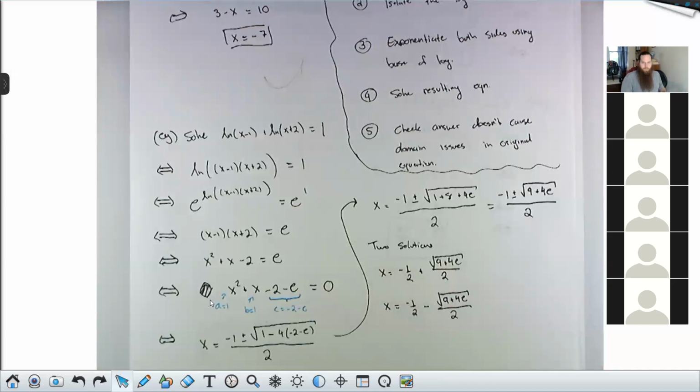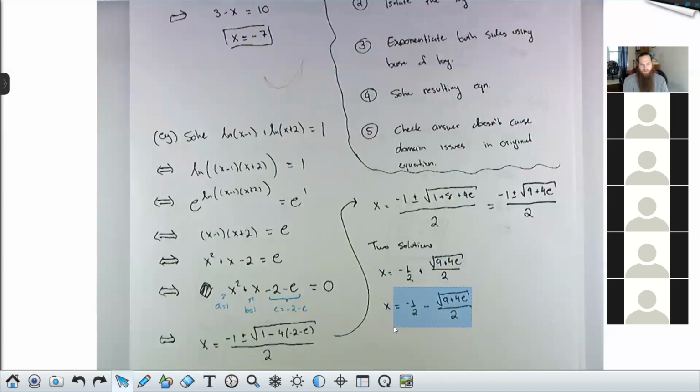And I'd like to point something out. All right, exponentiate both sides. Boom, boom. Solve the resulting equation. Okay, sure. Boom, boom. That's step 4 done. Check your answer doesn't cause domain issues in the original. So this number, I don't have a good feel for how big it is. This number, I don't have a good feel for how big it is.